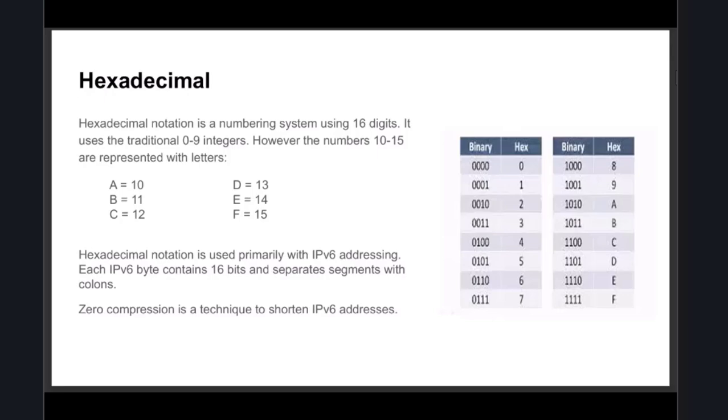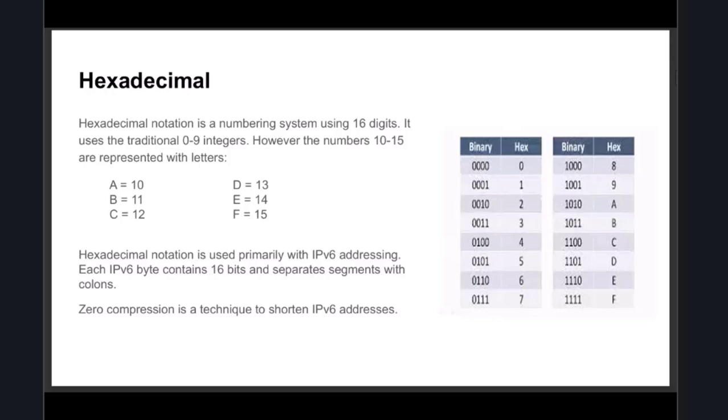Within an IP version 6 address, each section will contain 16 bits. And we will calculate the values of each different section within an IP version 6 address by using either the 0 through 9 integers or the letters A through F that will correspond to its value between 10 and 15.